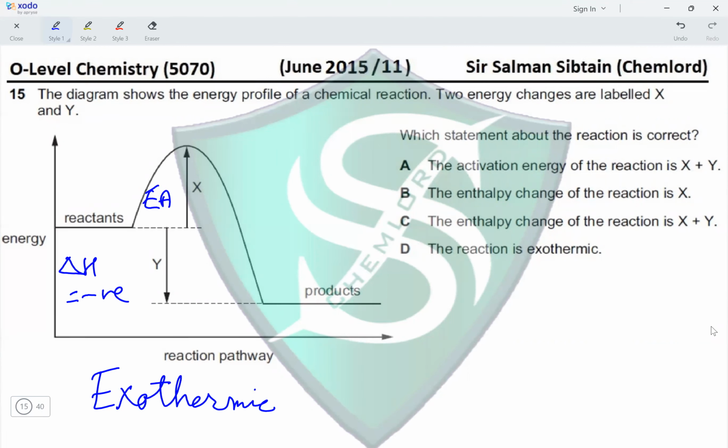The activation energy of the reaction is X plus Y. No, it is just X. The enthalpy change of reaction is X. No, activation energy is X. The enthalpy change of reaction is X plus Y. No, it is just Y. The reaction is exothermic. Yes. So the correct option for this question is option D.